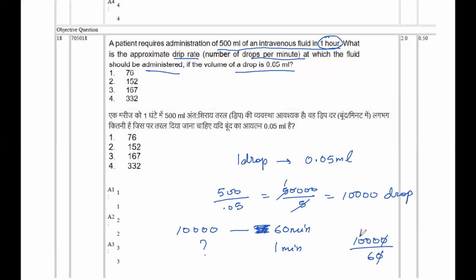Yeah, so 6 ones are 6, 6 6s are 36, 6 6s are 36. So 166.666. If you round off, it is 167. Because we need to find out drops from it. That was okay. Not so difficult, not so easy.